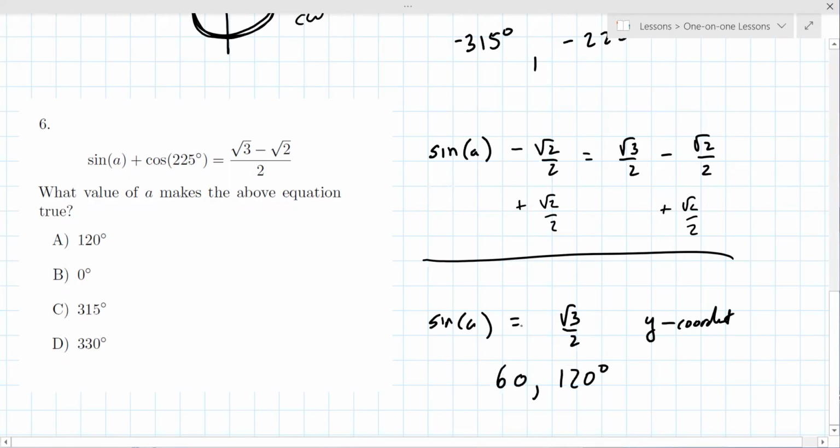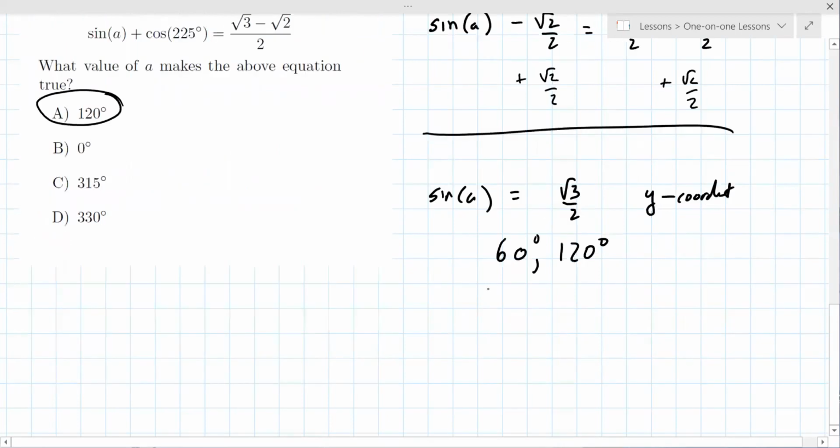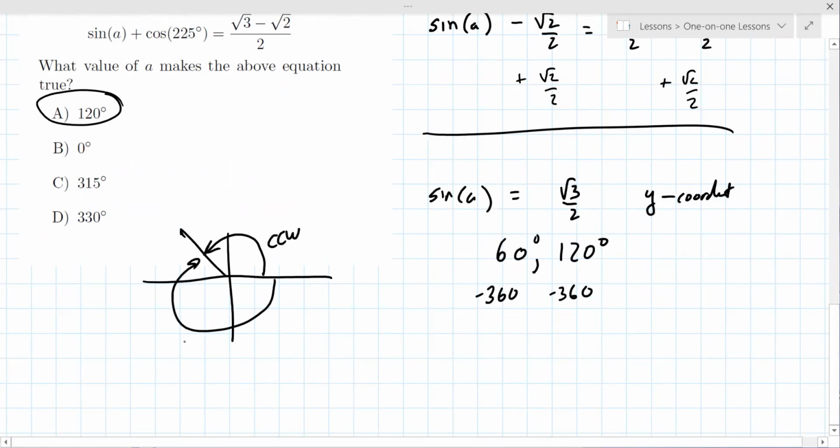Okay, so now the answer is 120, but what are the coterminal angles to that? We have to subtract 360. Because to get to, for example, 120 degrees, you could go this way, counterclockwise, or you could go clockwise this way. And that's the minus 300 degrees and the minus 240 degrees.